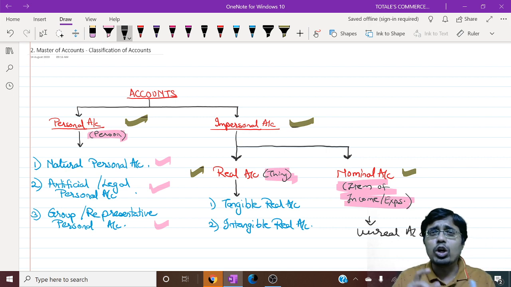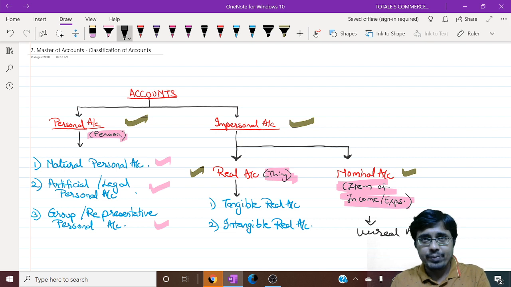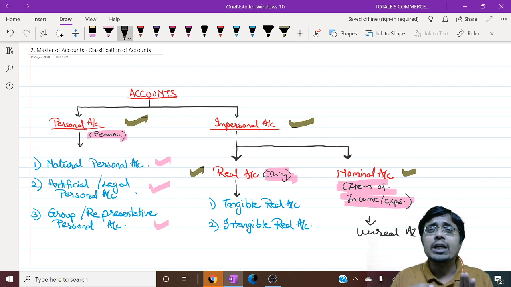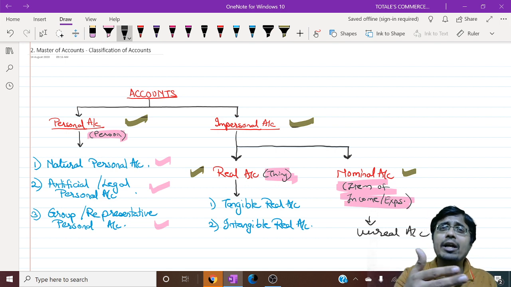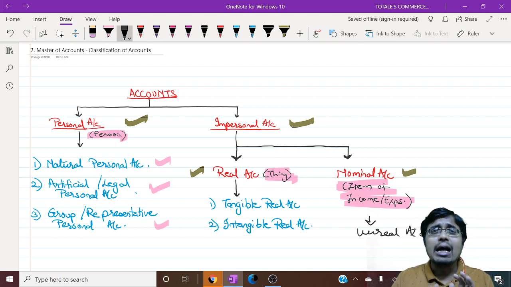Let me tell you once what these are. Outstanding expenses: expenses due but not paid. Accrued income: income due but not received. Prepaid expense: expense paid but work is not yet done. And pre-received income: income received but we have not worked for the person. Okay, so these are all the accounts relating to a person, but we are representing them by these names.